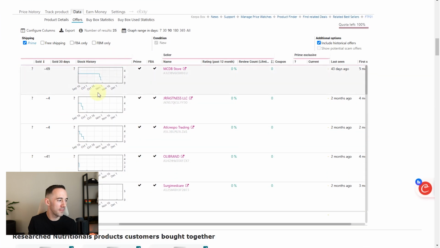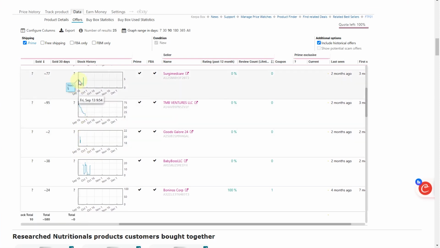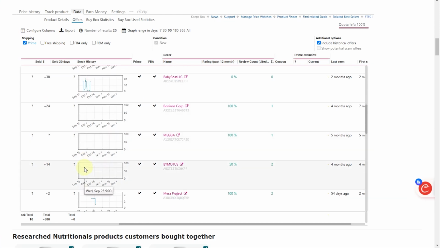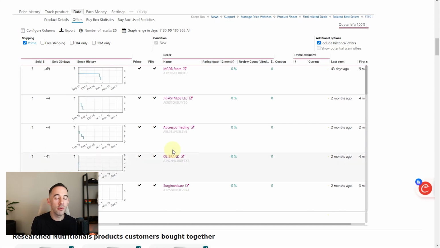You can see these stock graphs, and they've got no reviews, and they've bought quite a lot. This guy bought 67, this guy bought 5, this guy stocked up to 16. They all bought a lot of stock. And the one key indicator that something's not right with a product is the fact that there are a lot of brand new sellers on there with a lot of stock.